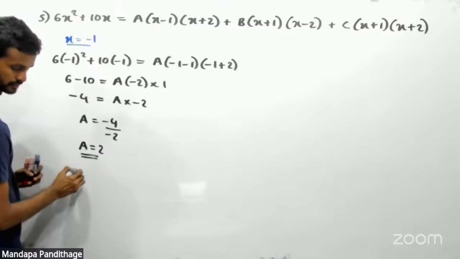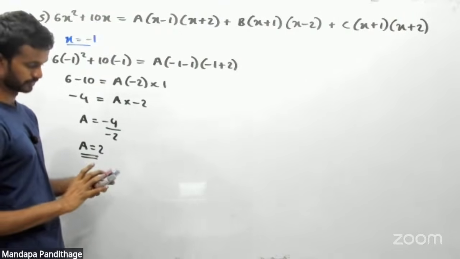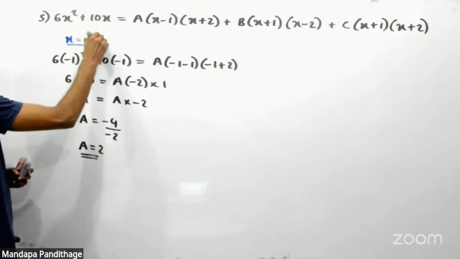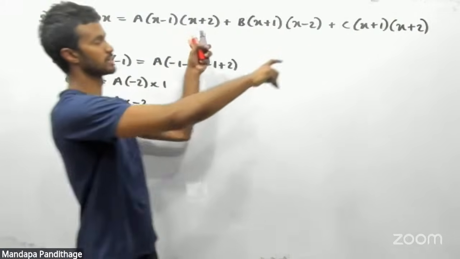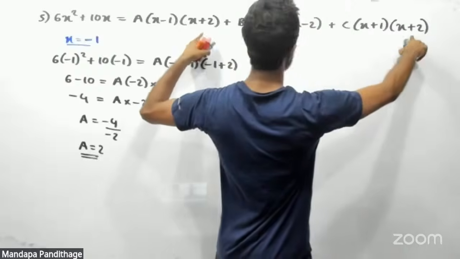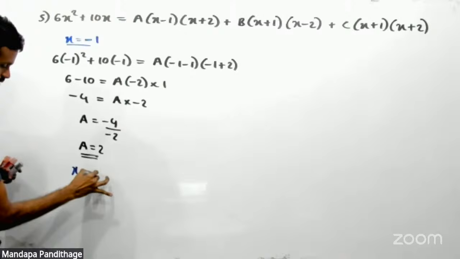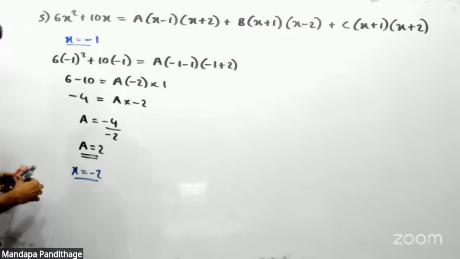Okay, so the next one. Now look at what is common here. In these two, you can see x plus 2 is common. Here, x plus 2 is common. So I substitute x equals minus 2. When you substitute x equals minus 2, these are normal things you can do.